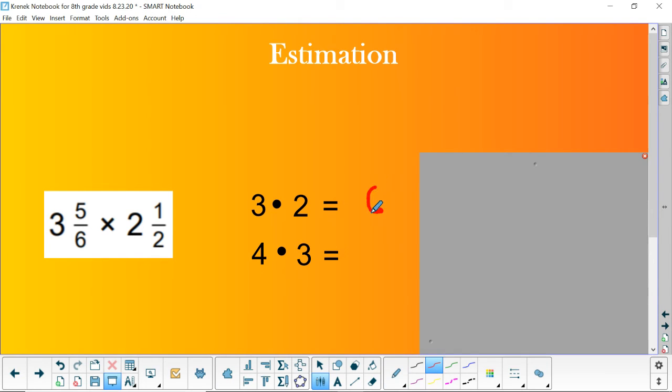So 3 wholes times 2 wholes is 6. 4 wholes times 3 wholes gives us 12. And just by looking at this, I am closer to 4 here. And this definitely is over 2, so I'm probably going to be closer to 12 than I am 6. And when we multiply that, changing them to improper, multiplying across, I would get 9 7/12, a little bit closer to 12 than it is 6.